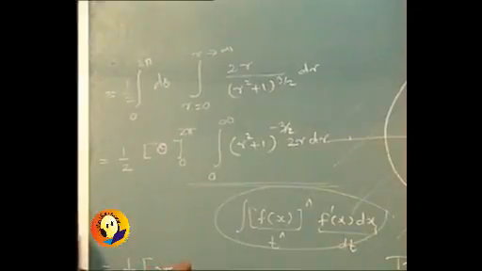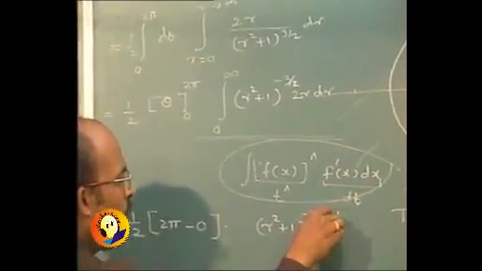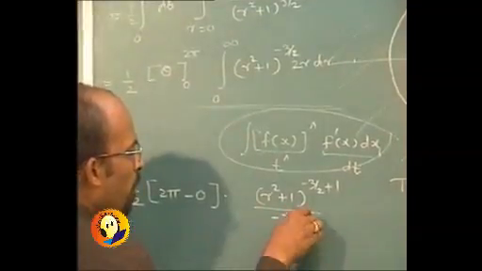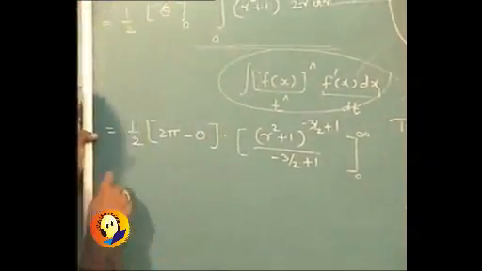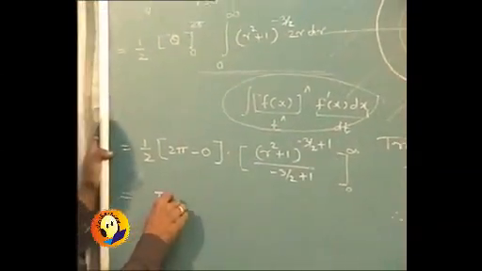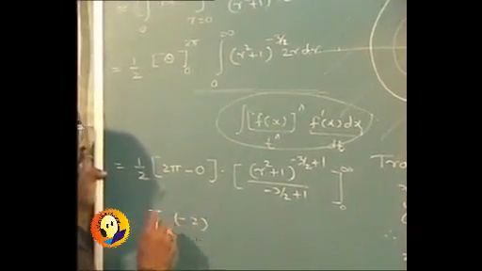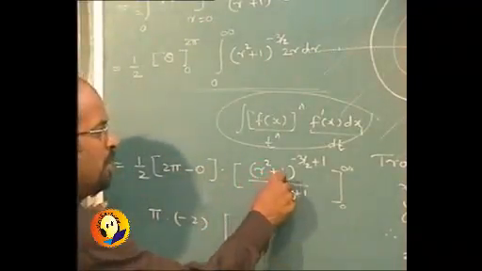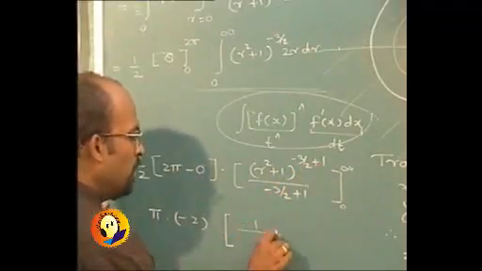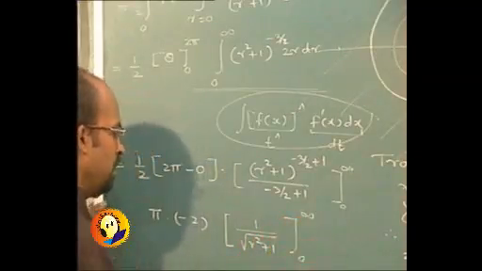Of course, limits of theta are substituted, and this integration will be r square plus 1 bracket raised to minus 3 by 2 plus 1 divided by minus 3 by 2 plus 1, within the limits 0 to infinity. And so this comes out to be pi. We have minus half in the denominator, which will go to the numerator as minus 2. Constant I am taking outside. And the term that remains is r square plus 1 bracket raised to minus half, that is 1 upon under root of r square plus 1, within limits 0 to infinity.